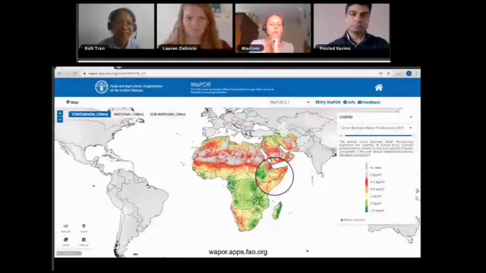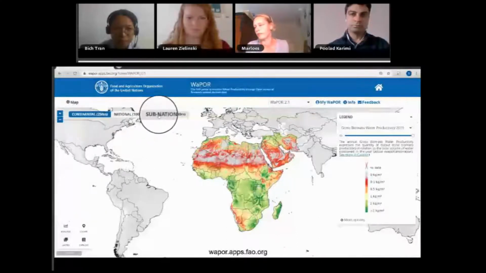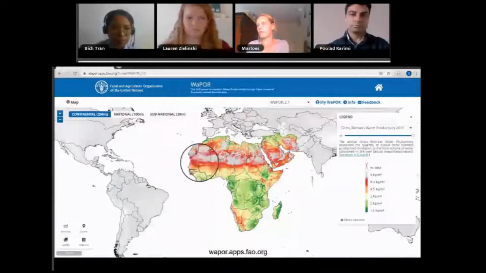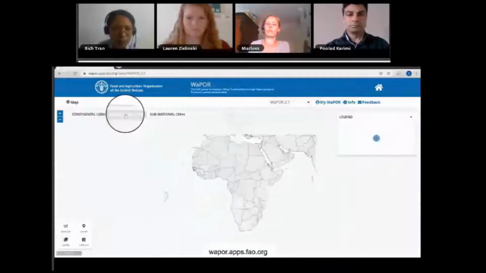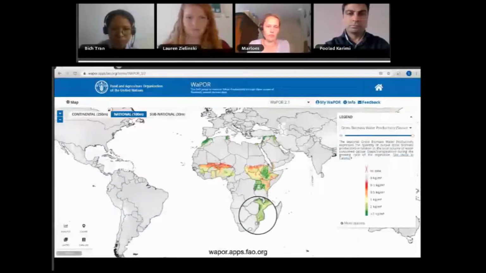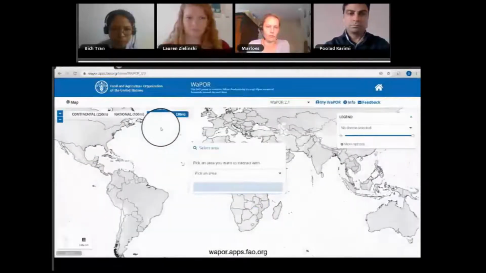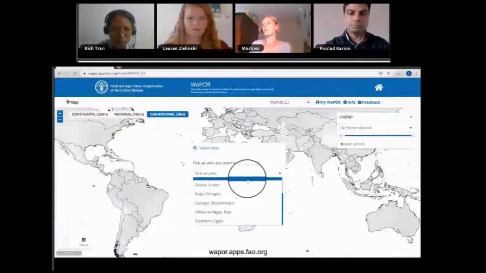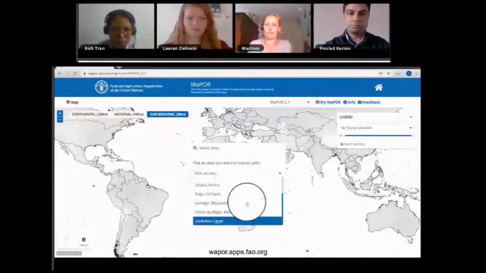The WaPOR database is divided into 3 scale levels: continental, national, and subnational. Continental has a pixel resolution of 250 meters and is available for all of Africa and the Middle East. Then you have national scale level. This has a pixel resolution of 100 meters, but is only available in some countries in Africa and the Middle East. At last, you have subnational level, a pixel resolution of 30 meters. However, this one is only available for some areas in Ethiopia, Lebanon, Kenya, Sudan, Mozambique, Mali, and Egypt.